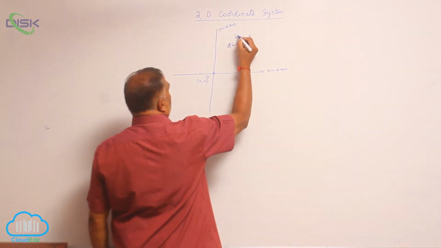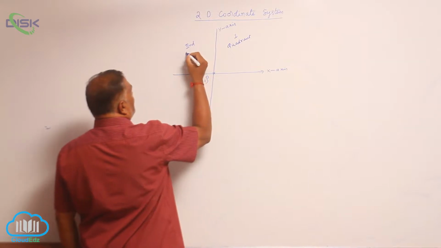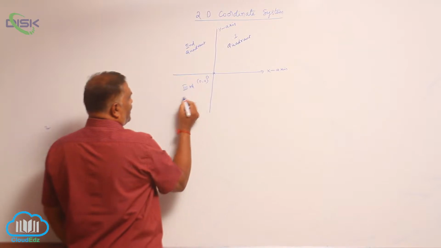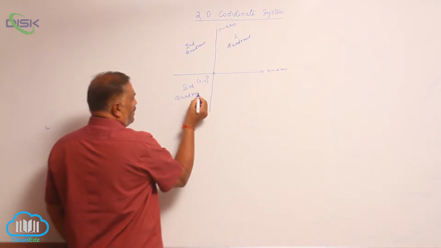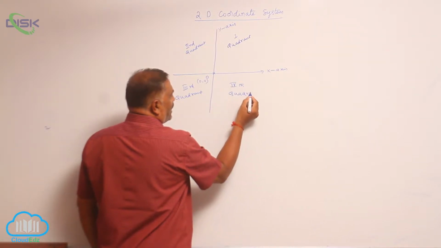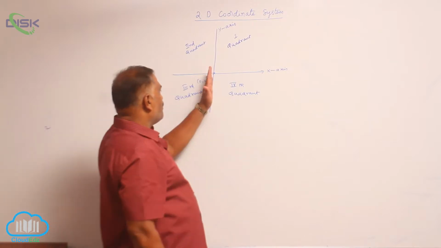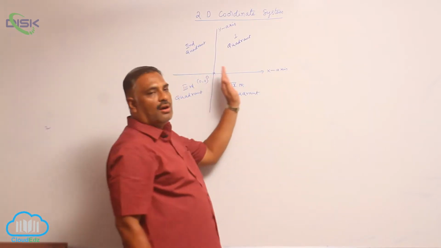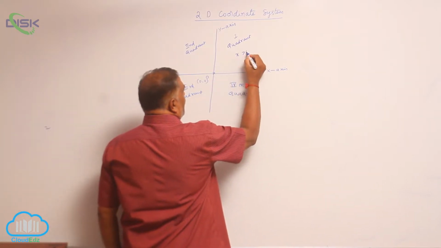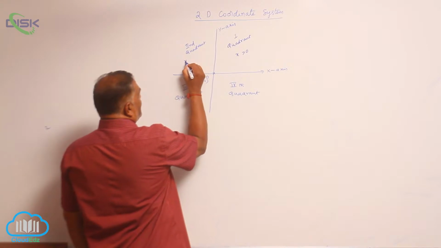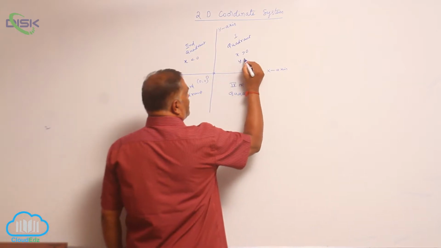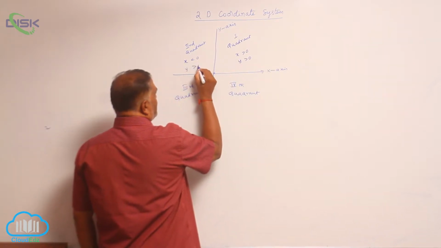So this is the first quadrant, this is the second quadrant, this is the third quadrant, and this is the fourth quadrant. Now you can see very clearly that from 0 to the right-hand side all are positive. That's why this is x positive and this is x negative, x less than 0. Here in the upward direction y is positive, here also y is positive.